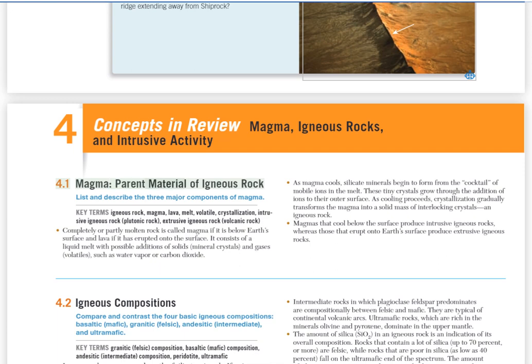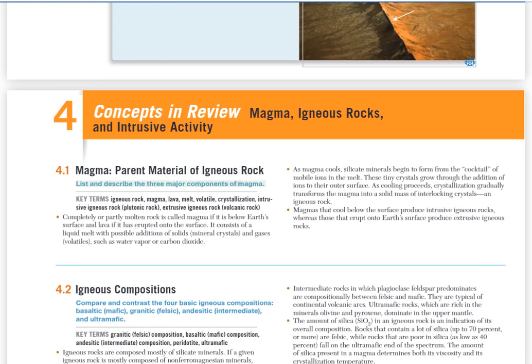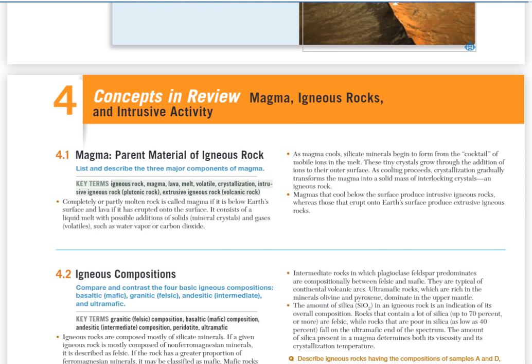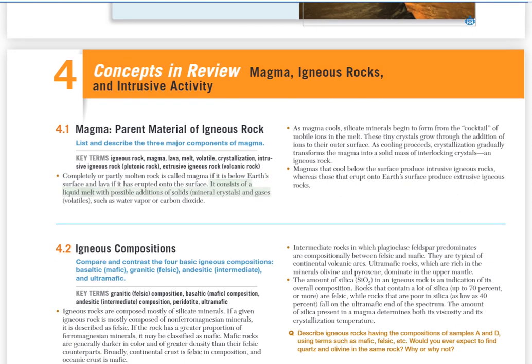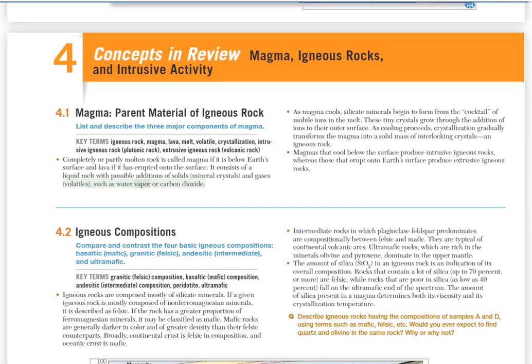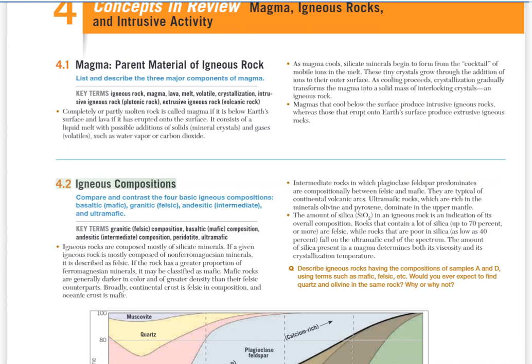Concepts in review: magma, igneous rocks, and intrusive activity. 4.1 Magma, parent material of igneous rock. List and describe the 3 major components of magma. Key terms: igneous rock, magma, lava, melt, volatile, crystallization, intrusive igneous rock, extrusive igneous rock. Completely or partly molten rock is called magma if it is below Earth's surface, and lava if it has erupted onto the surface. It consists of a liquid melt with possible additions of solids and gases, such as water vapor or carbon dioxide.